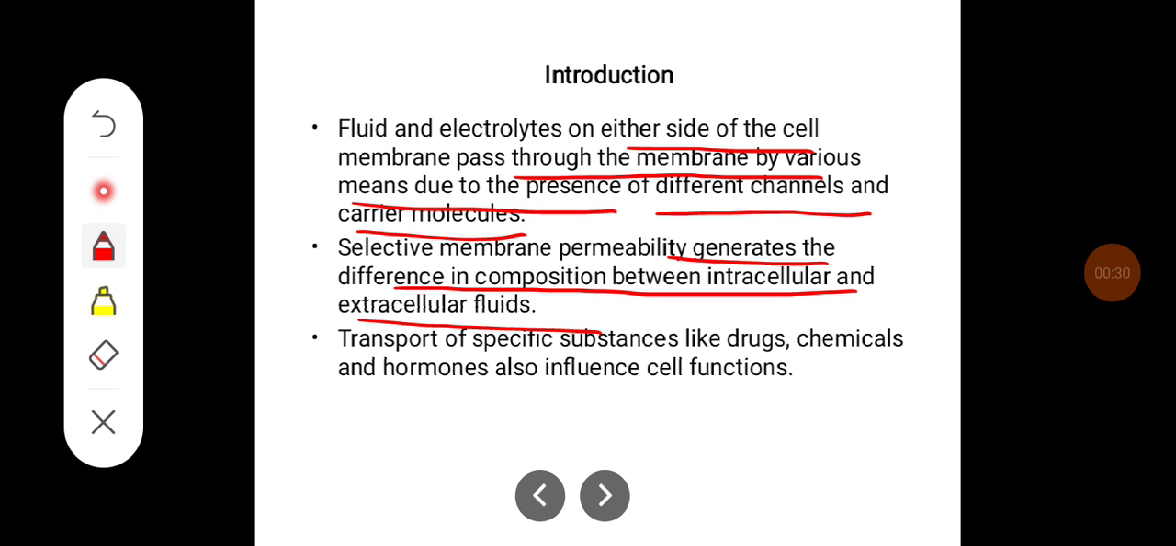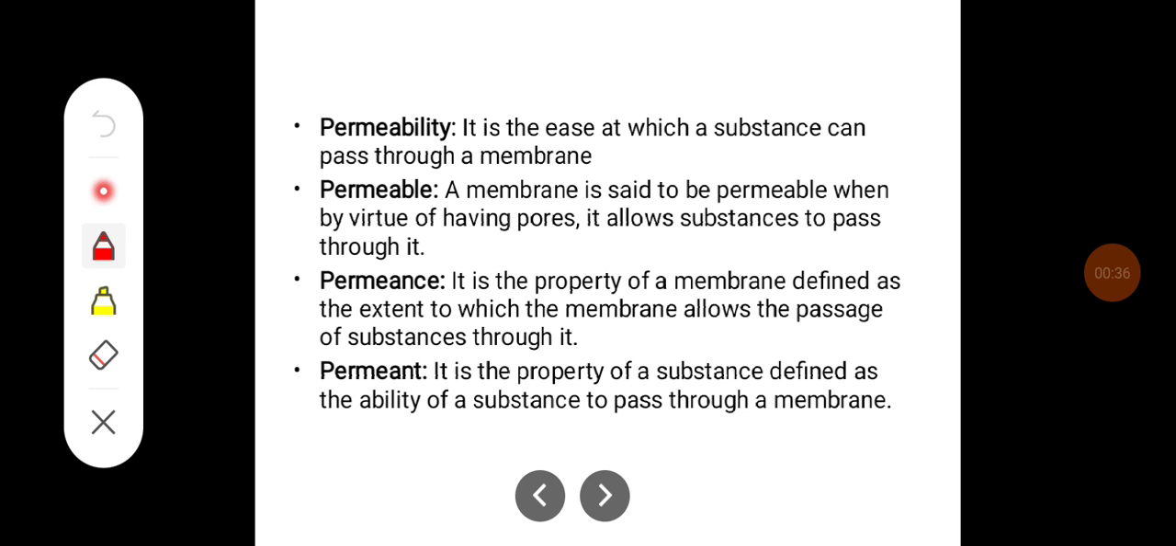Transport of specific substances like drugs, chemicals, and hormones also influence cell functions. Try to learn some of the meaning of these words. Permeability is the ease at which the substance can pass through a membrane.